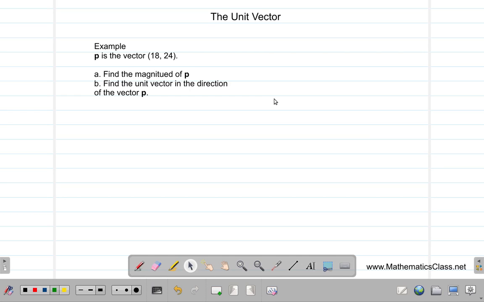An example of a question on the unit vector. I made this question up. P is the vector (18, 24). A, you must find the magnitude of P. B, you must find the unit vector in the direction of the vector P.